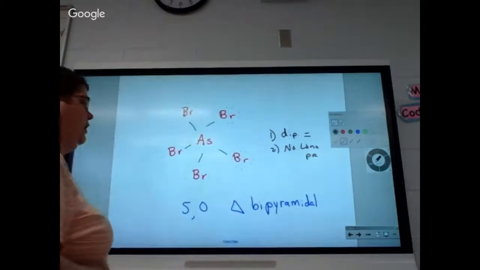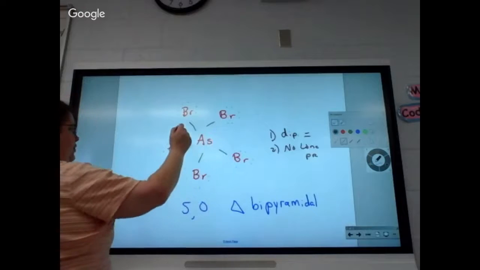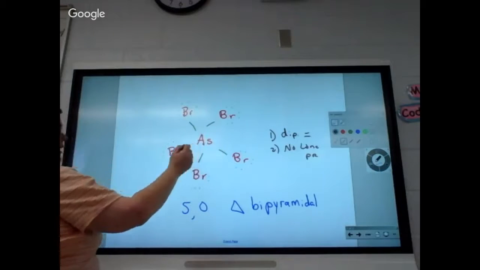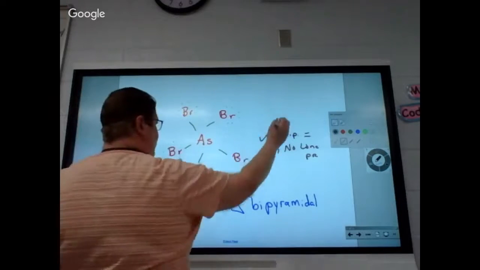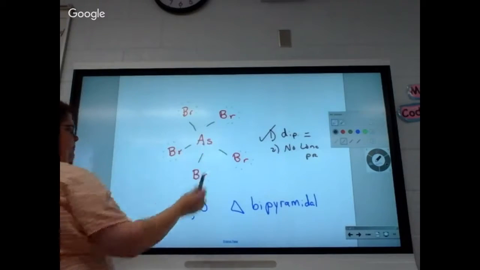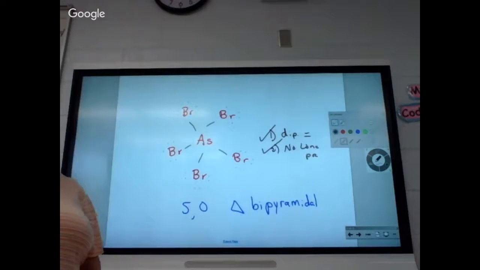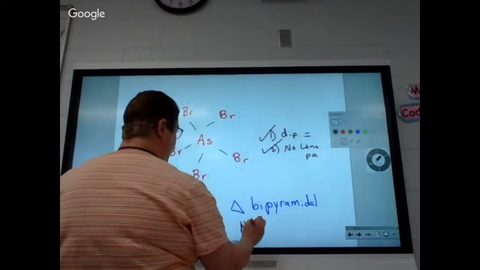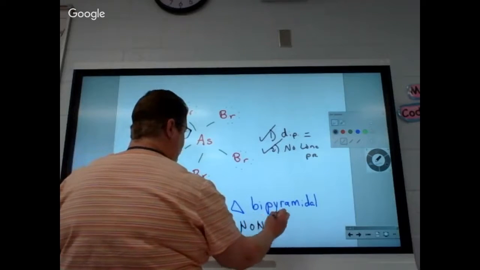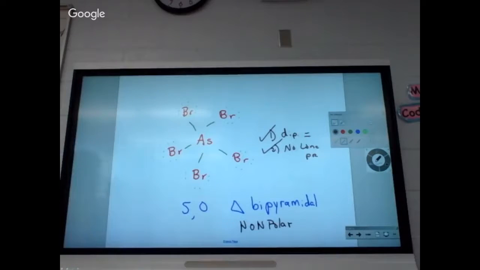So, when we look at number 1, are all 5 of these bonds between the same 2 elements? Yes. Okay. Number 2, do we have no lone pairs on this central atom? Yes. If you answered yes to both of those, what does it tell you about this molecule? It is non-polar. If you answer yes to both of those questions, it is non-polar.